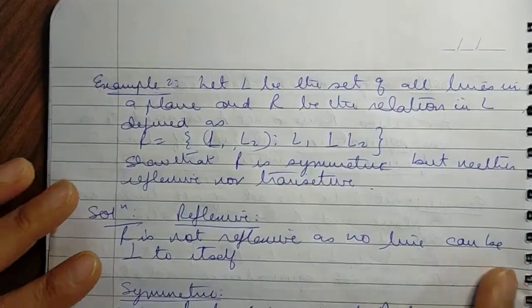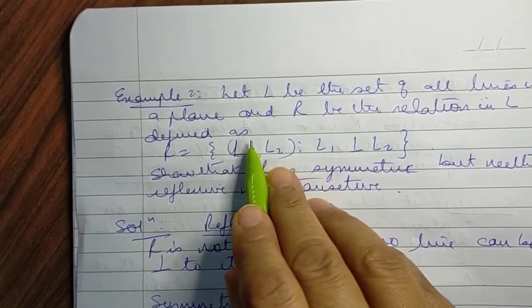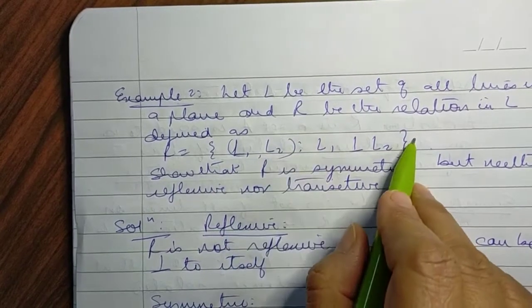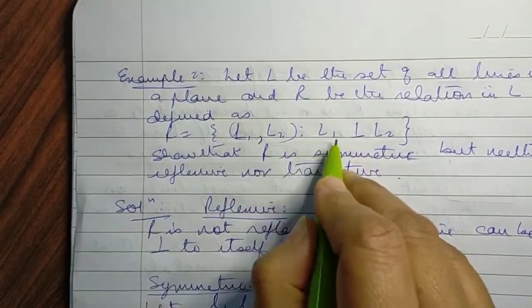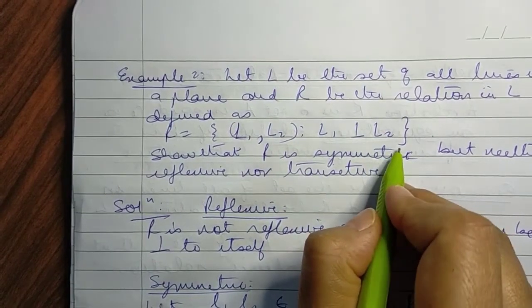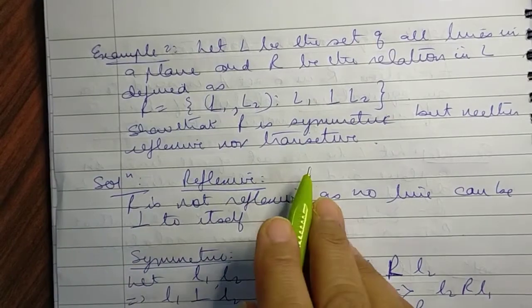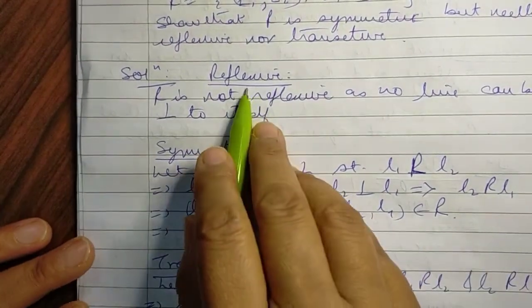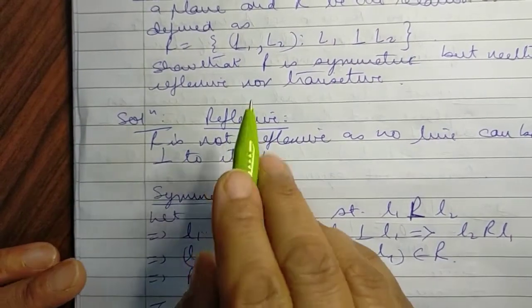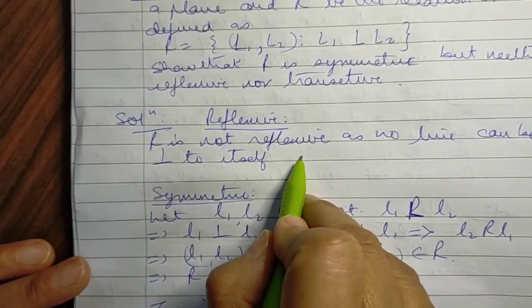Now let's take up another similar example. We have L, a set of all lines in a plane, and R is a relation defined by (L1, L2) such that L1 is perpendicular to L2. Now we have to show that it is symmetric but not reflexive or transitive. So let's try out reflexive. We know that no line can be perpendicular to itself, and so it is not reflexive.